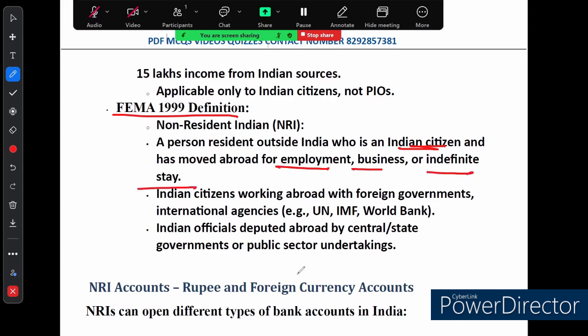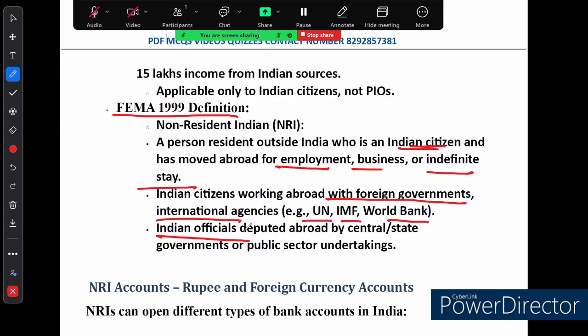The second condition is that he is working abroad with a foreign government or international agencies like the UN, IMF, World Bank. The third condition is that he is an Indian official posted abroad by the central or state government or public sector enterprises.